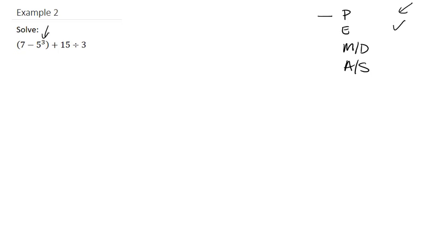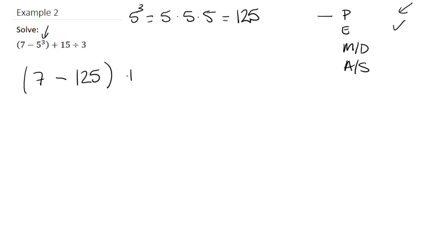So this 5 raised to the third power. So 5 raised to the third power is really just 5 times 5 times 5, which is equal to 125, as we did that in an earlier video. Because 5 times 5 is 25, and 25 times 5 is 125. So let's go ahead and rewrite this. Now we've dealt with the exponents.